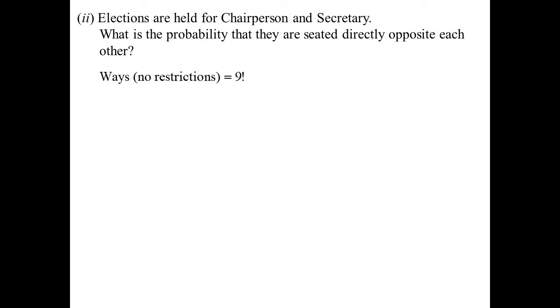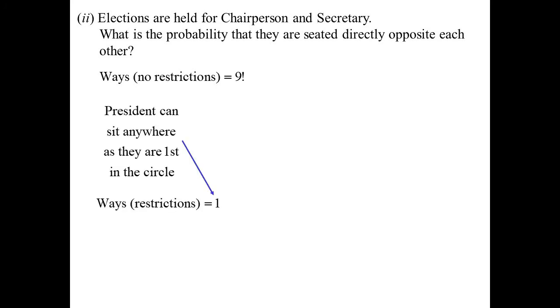Forget about the teenagers sitting next to each other now. So no restrictions, 10 people, going to put them in a circle, 9 factorial, so 1 less. That'll be the bottom of my fraction for this probability question. Now, with restrictions. Well, president, for some reason we've changed the chairperson is now a president.